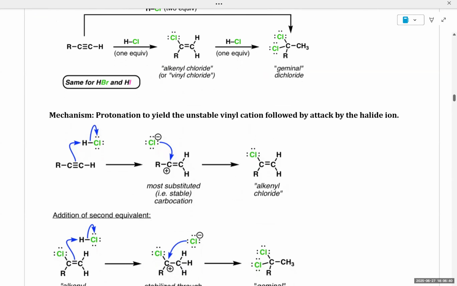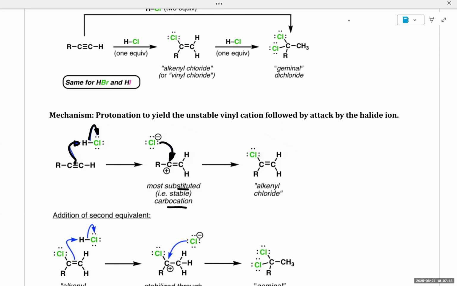So in the mechanism, for the first equivalent, your alkyne is first protonated. This step is hard because this vinyl cation is not very stable. You're going to generate the most substituted carbocation still, because carbocations can be stabilized via substitution due to hyperconjugation. Your carbocation is then going to be attacked by an equivalent of chloride, and that yields your vinyl chloride.